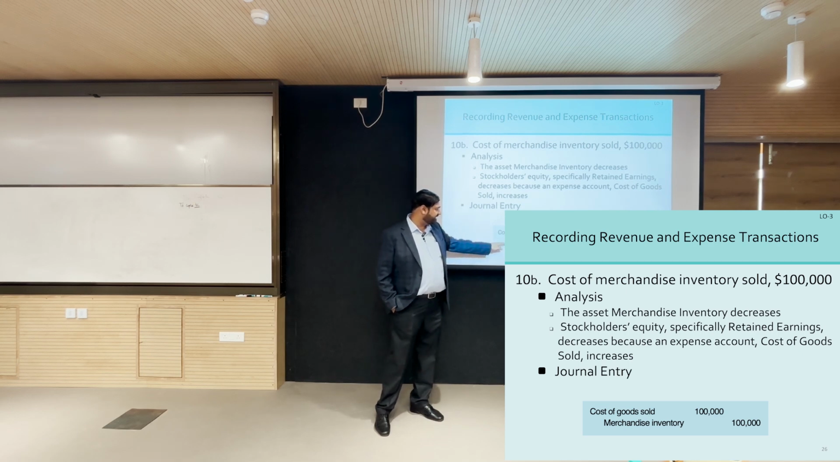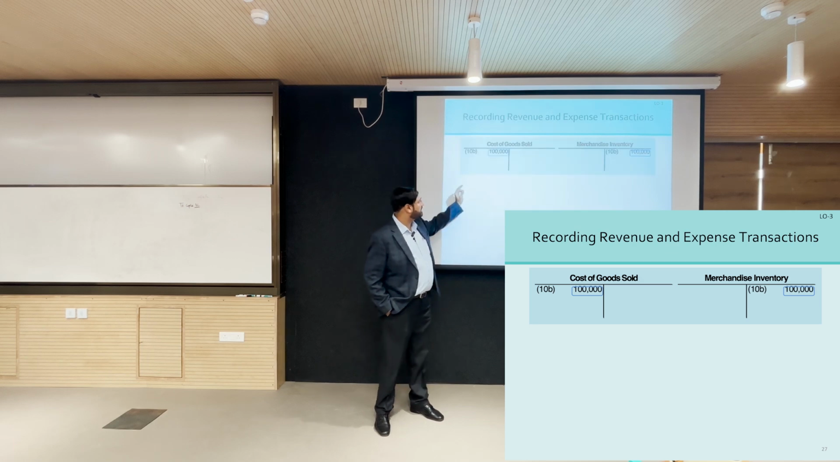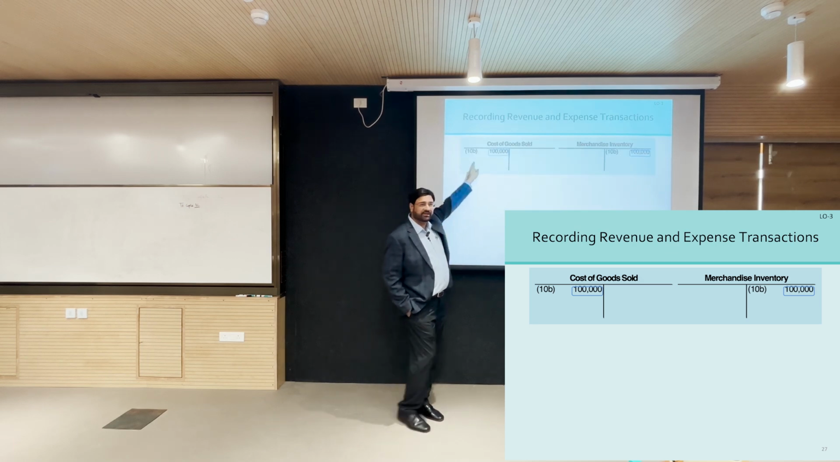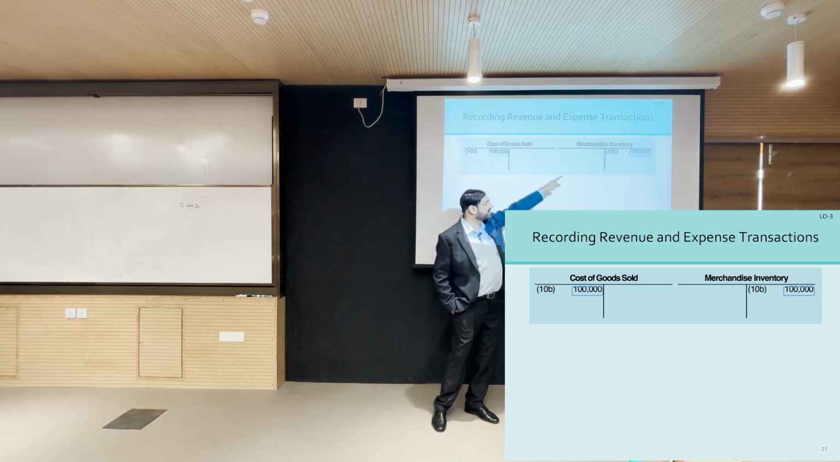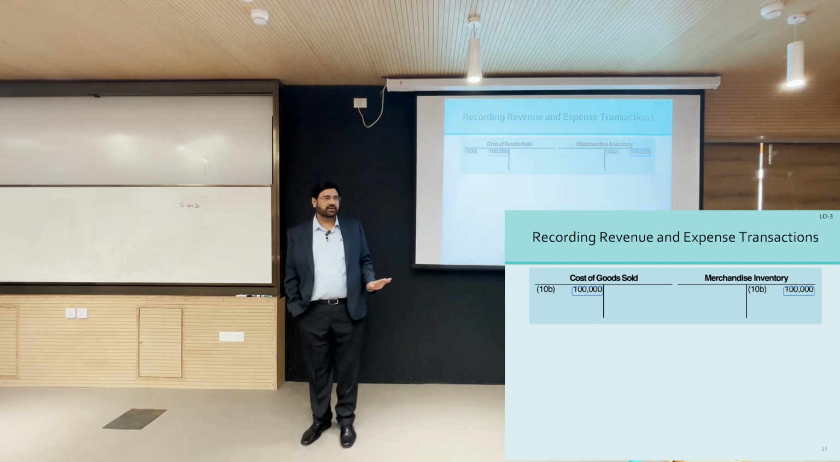So this is the entry. Let's look at the ledger account. So ledger account, cost of goods sold debit 1 lakh, inventory credit 1 lakh. Clear? Everyone clear na? Next.